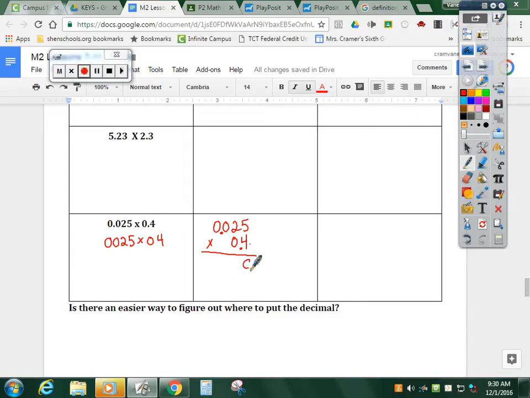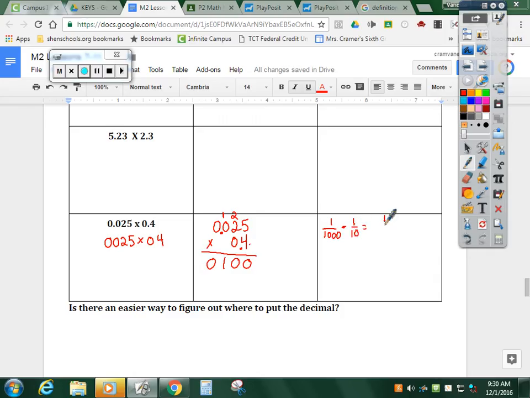4 times 5 is 20, carry the 2. 4 times 2 is 8, plus 2 is 10, carry the 1. 4 times 0 is 0, plus 1, and 4 times 0 is 0. Now, I'm not going to go and multiply this second row here because it's all zeros, okay? So, fractional understanding, I have 1,000th in this row, and I'm multiplying it by a 10th.